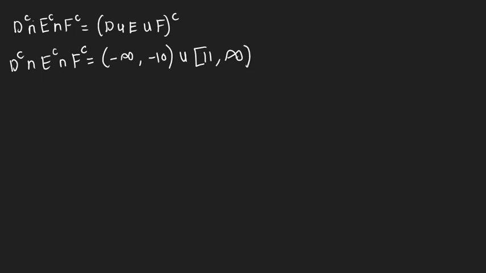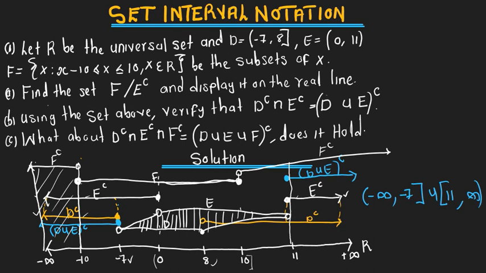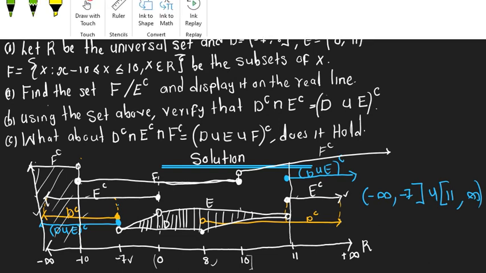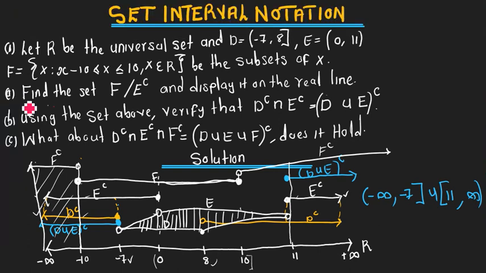Then let's try to prove that. What is the complement of D union E union F? First of all, we cut what's in the brackets, D union E union F. So this is going to be a set. If we combine, let me use another color, pink. Look, this is set D.